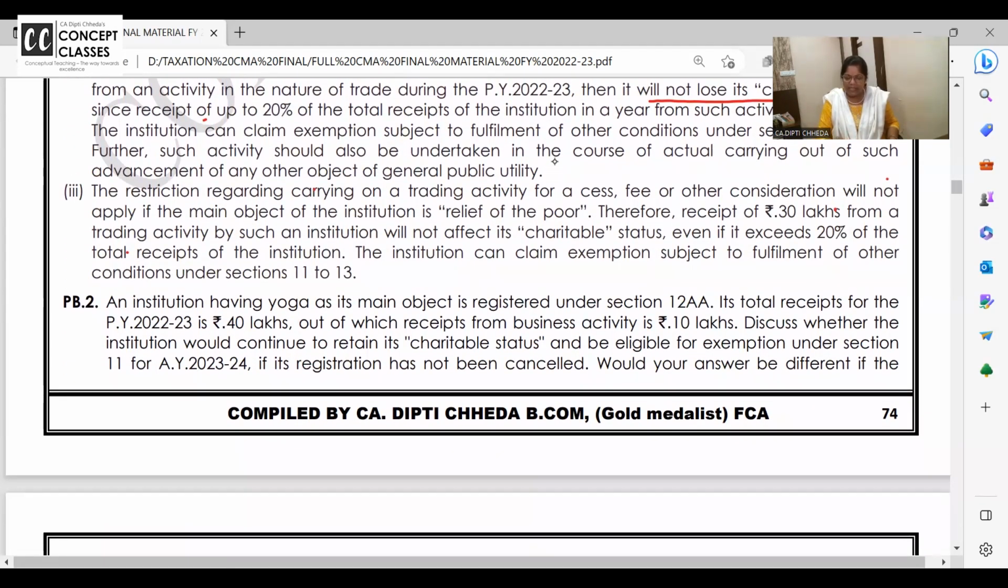The restriction regarding carrying on of trading activity, fee or consideration will not apply if the main object of the institute is relief of poor. Therefore, receipt of 30 lakhs from trading activity will not affect its charitable status. Even if it exceeds 20%, such an institution can still claim the exemption subject to all the other conditions given in 11 and 12 being satisfied. Section 11 has the conditions we just saw; in 12 it says that the trust should be registered, it should file return, and it should maintain separate books of accounts for business.